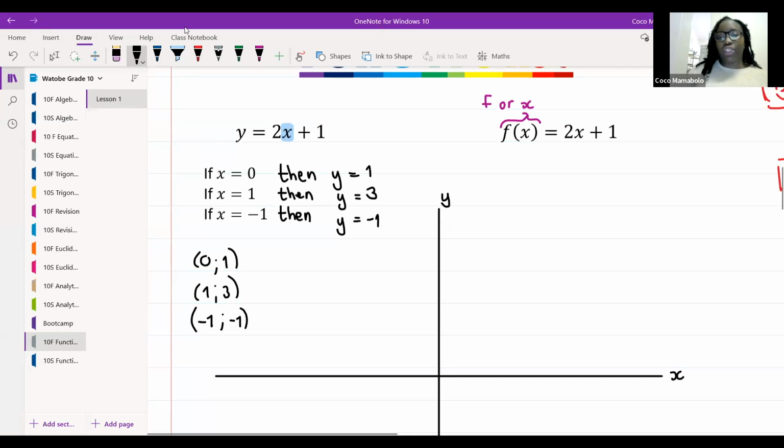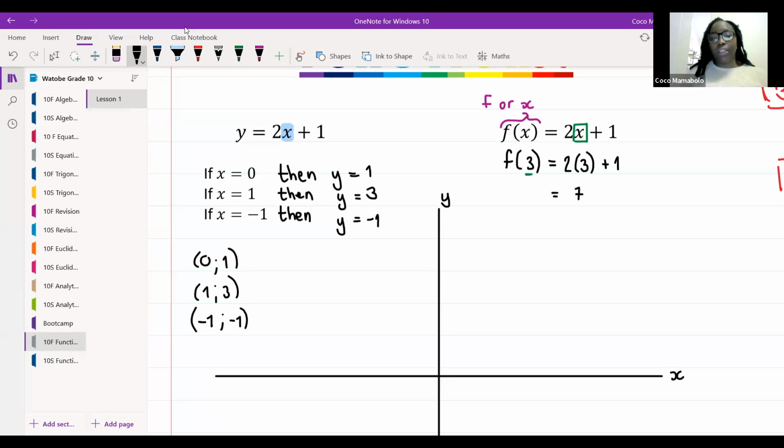Okay, if I say to you that I want f of 3, I'm going to go here where I see x, and I'm going to replace it with the number 3. So I'm going to get 2 times 3 plus 1, which will then equal 7.